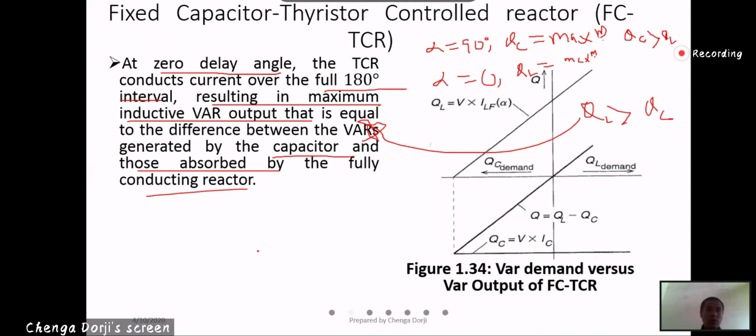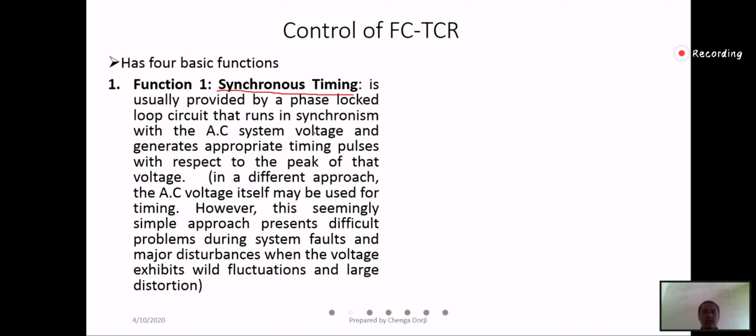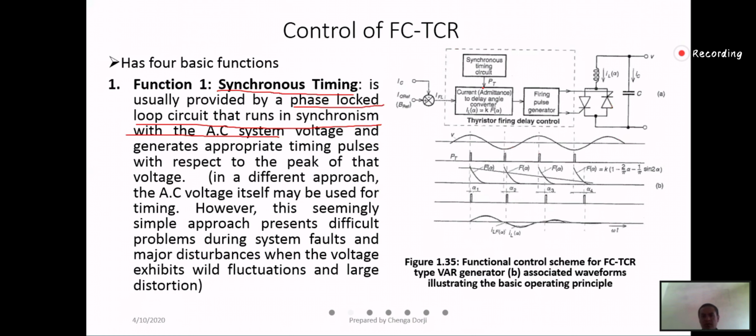Now, the next point is control of the FCTCR, fixed capacitor thyristor controlled reactor. It has 4 basic control functions. The first function is synchronous timing, and this synchronous timing is usually provided by the phase lock loop circuit, which runs in synchronism with the AC system voltage. So the timing pulse gives you the synchronous timing.